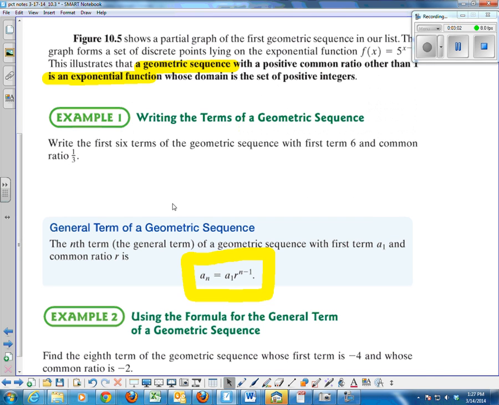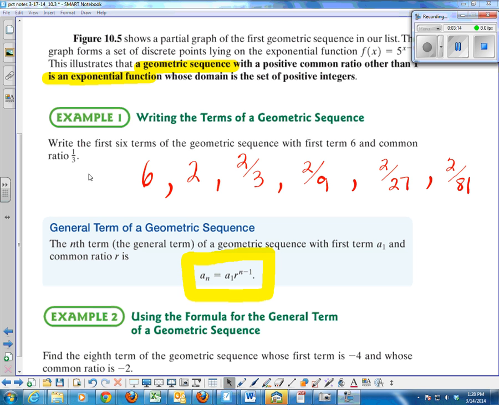Let's look at example 1, writing the terms of a geometric sequence. Write the first 6 terms of the geometric sequence with first term 6 and common ratio of 1/3. So the first term is 6, and you multiply that by 1/3. So that's 6/3, which is 2. Multiply that by 1/3. 2 times 1/3 is 2/3. Multiply by 1/3, get 2/9. Multiply by 1/3 to get 2/27, and multiply by 1/3 to get 2/81.